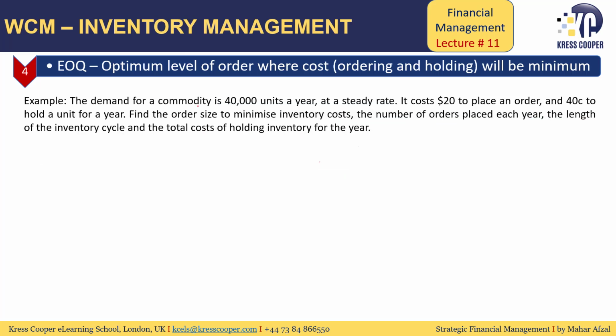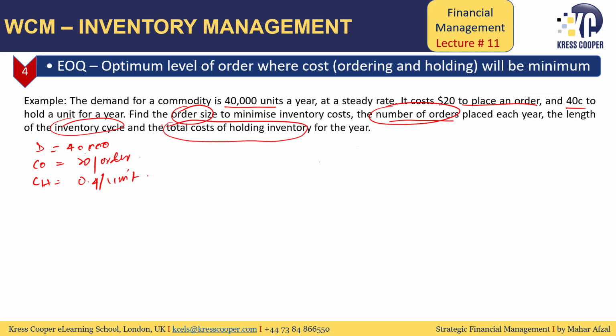This example says the demand for a commodity is 40,000 units, meaning my D, annual demand, is 40,000 units. It costs 20 to place an order, so my C0 ordering cost is 20 per order. Holding cost is 40 cents, meaning CH is equal to 0.4 per unit on an annual basis. The requirement is to calculate the order size, meaning EOQ, the number of orders required to be placed, inventory cycles meaning the frequency of the orders, and the total cost of holding the inventory.